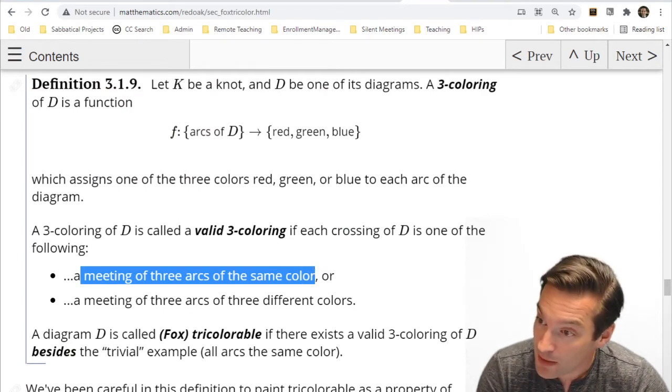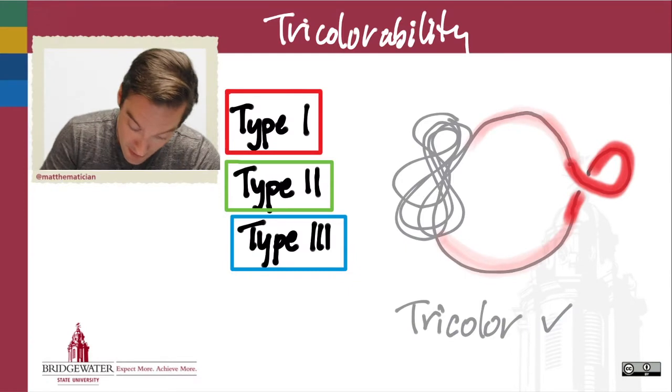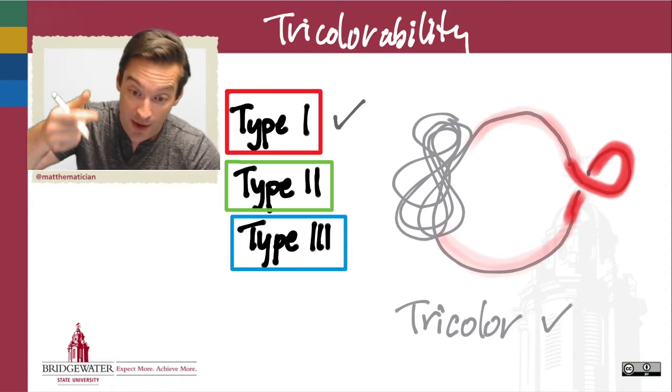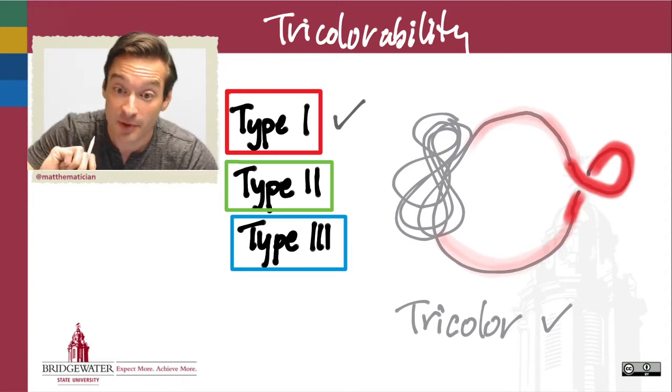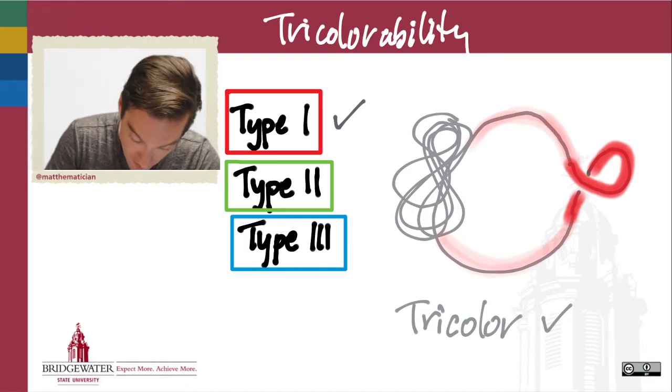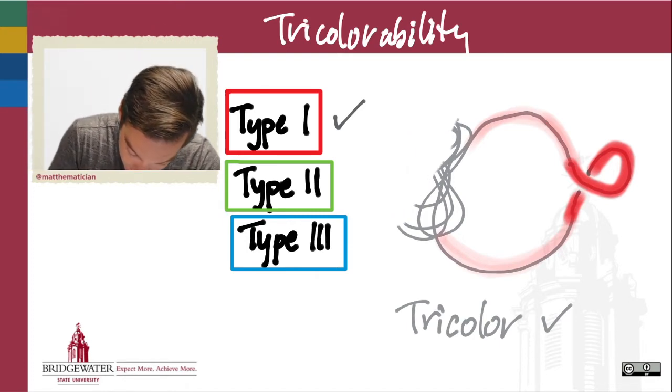So if my original knot was tricolorable, then I know that my new knot, after I did my type 1 Reidemeister move, will still be tricolorable. I just keep the same color on whatever arc it is that I'm putting a twist in, right? And my old valid coloration becomes a new valid coloration after the type 1 Reidemeister move is done.